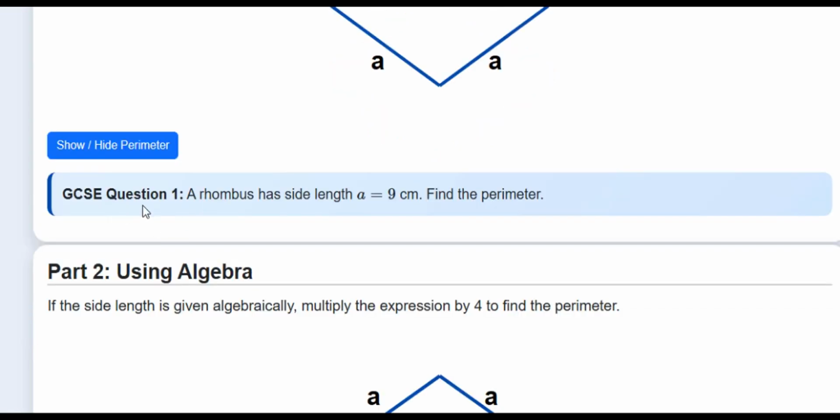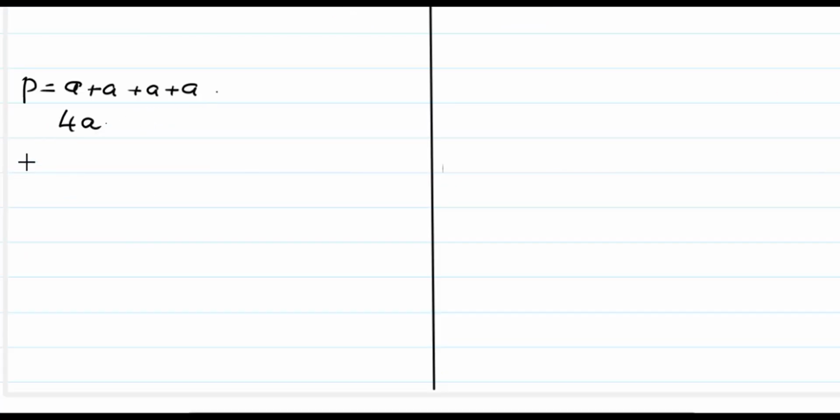If you are told a rhombus has side A is 9 centimeters, then you are told to find the perimeter. What this means is you are told A is 9 centimeters. So, find the perimeter P, which is given by 4 into A, but we already know A is 9. So it will be 4 multiplied by 9, which is 36 centimeters, like that.